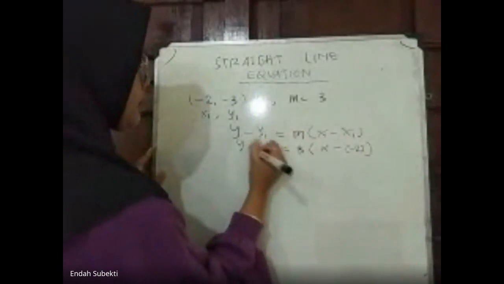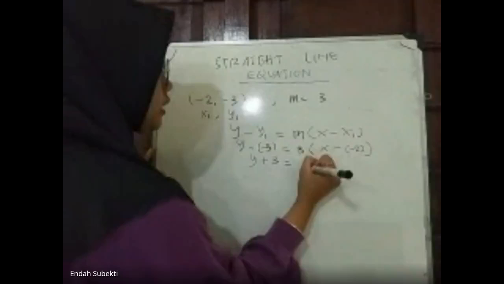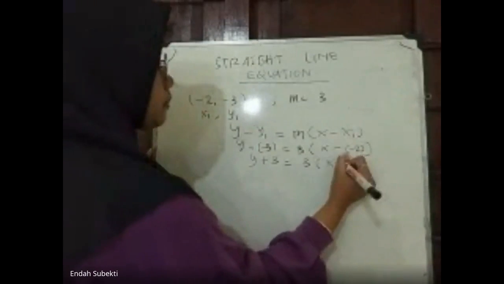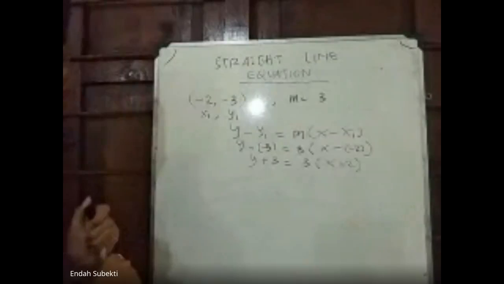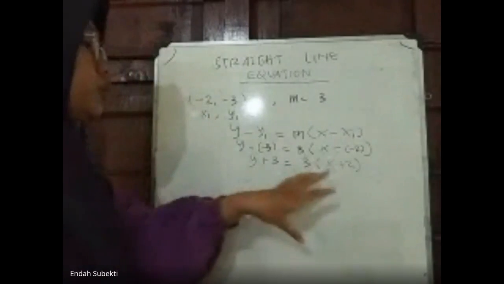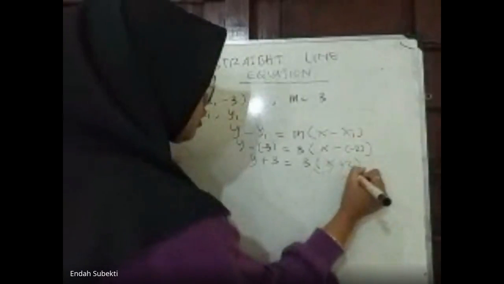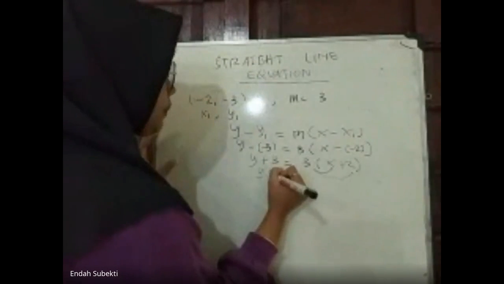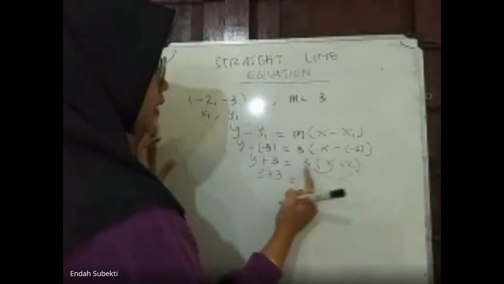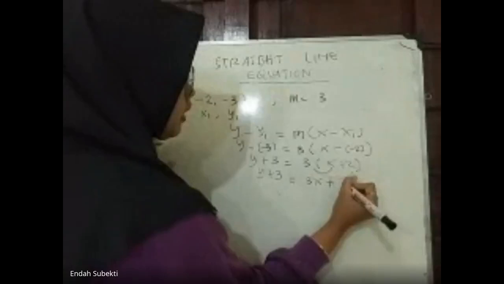Okay, y minus -3 is y plus 3 equal 3 parenthesis, x minus -2 is plus 2. So with this operation, we can use cross multiplication like this. So we can write y plus 3 equal 3 times x plus 3 times 2. So 3x plus 6.